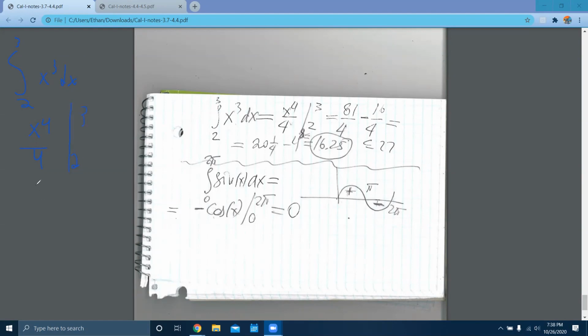So we're going to plug that in. 3 to the 4th is 81 over 4, minus 2 to the 4th, which is 16 over 4. So we got 81 over 4 minus 4, which is going to give us, like it says up here, 16 and 1/4.